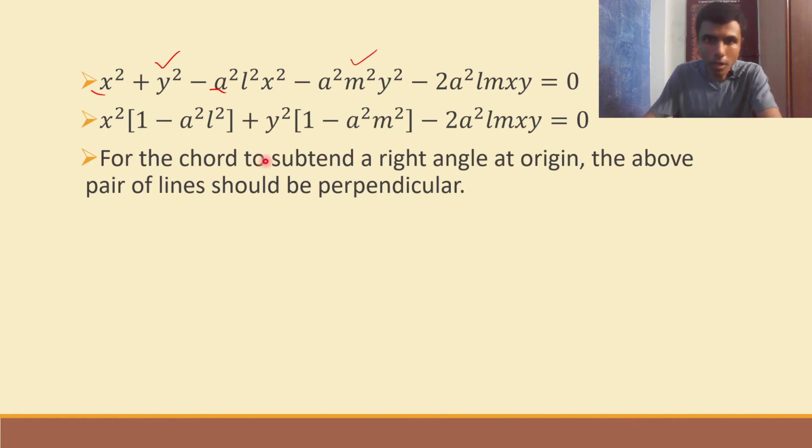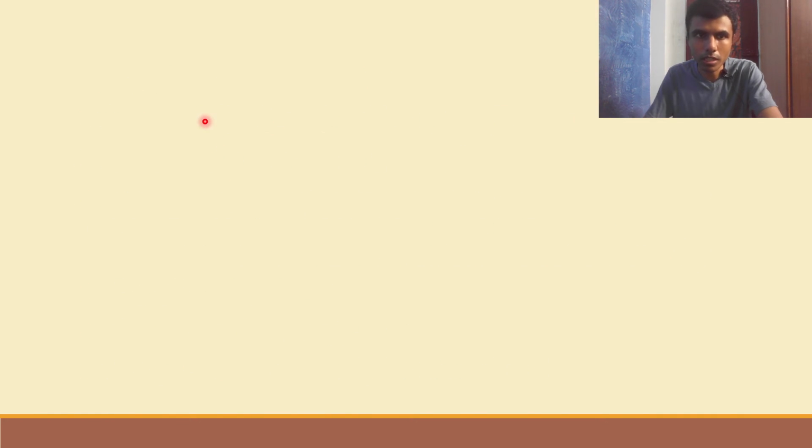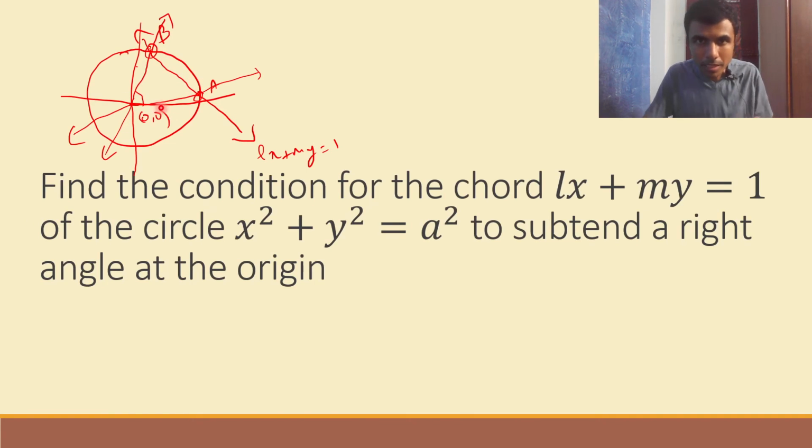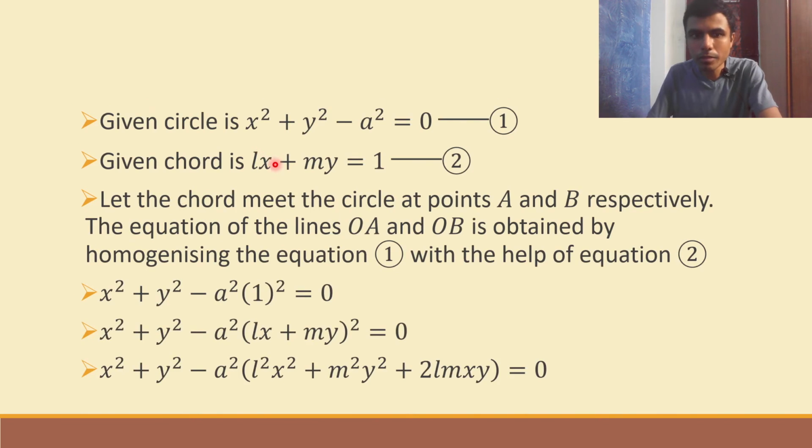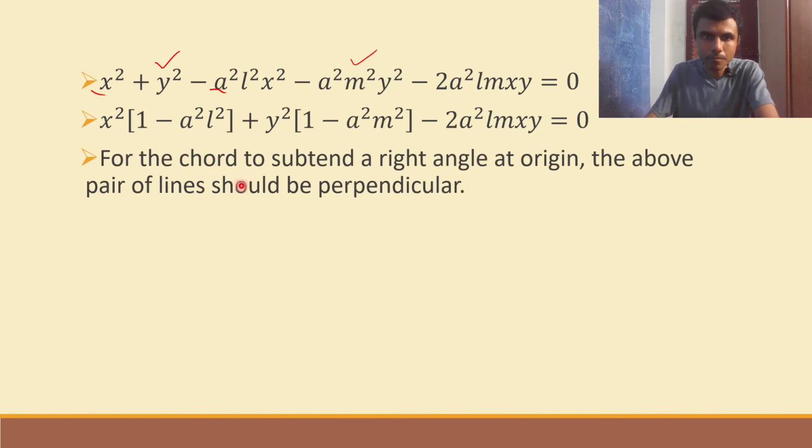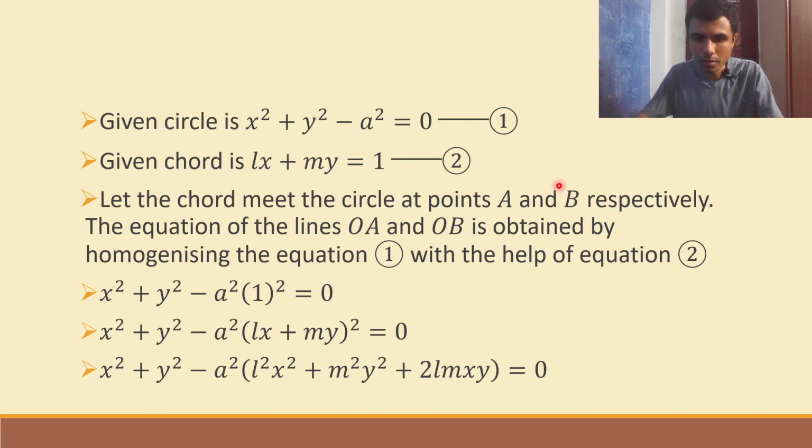Now see, for this chord to subtend a right angle, what does it mean? This chord is subtending a right angle means our pair of lines are perpendicular. Now, for the pair of lines to be perpendicular, we know the condition, right? This is the equation to the pair of lines. After homogenization, what I would get is nothing but the equation to the pair of lines OA and OB. By the way, you can put a two-headed arrow here.